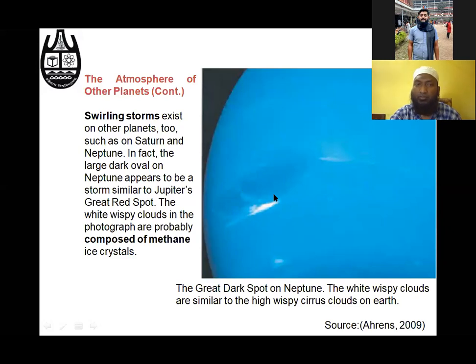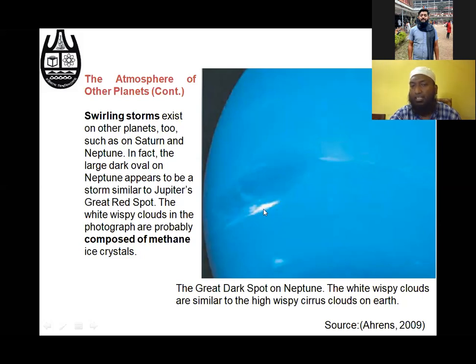Neptune has an atmosphere. In fact, the large dark oval on Neptune appears to be a storm similar to Jupiter's great red spot. That means a huge amount of wind is flowing all the time and moving in a circle. And also you can see some white spots in here. This is white because it is made up of some ice crystals of methane. So we can also see these things from the outside very prominently.